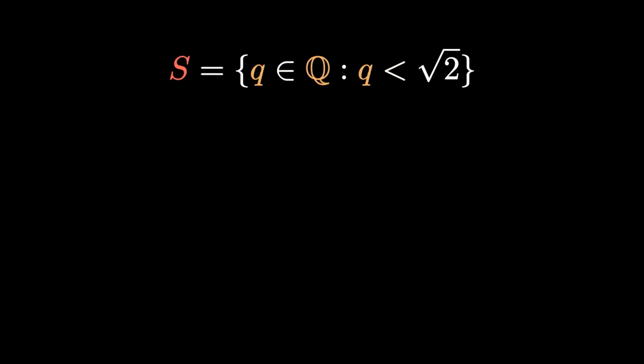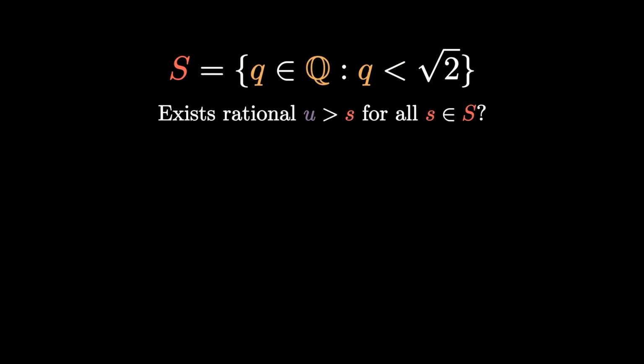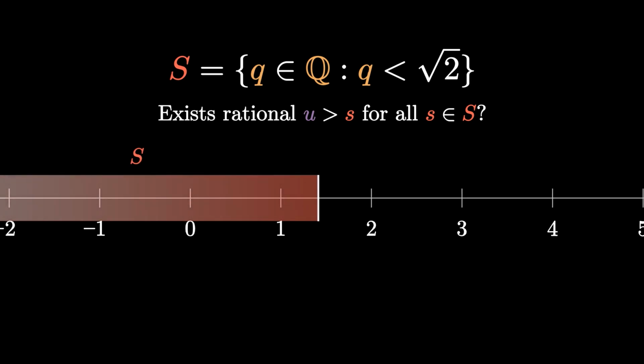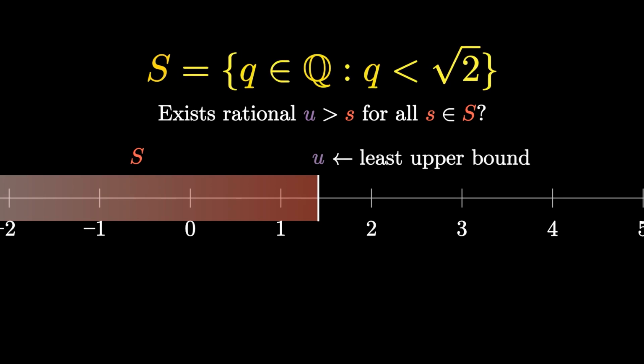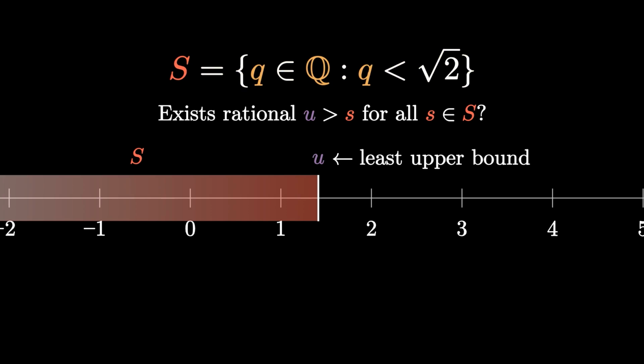Now, is there a smallest rational that is bigger than all of the elements of this set? You can imagine that this set is a certain range within the number line, and we want a unique, smallest rational number that bounds this range. For this reason, such a number is called the least upper bound. For example, by how we define this set, it's pretty easy to see that the least upper bound is the irrational number square root of 2.